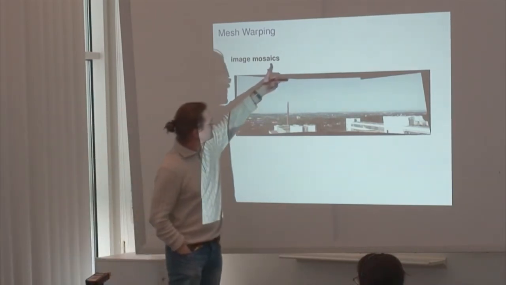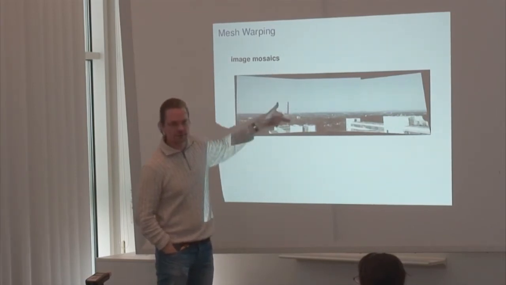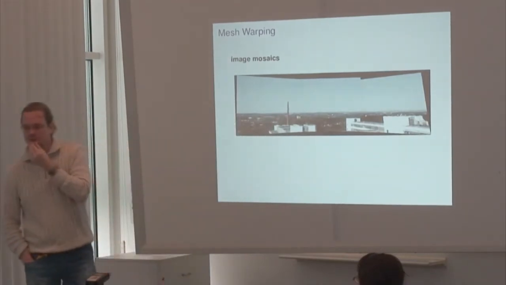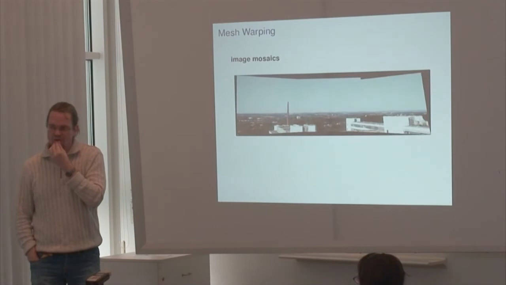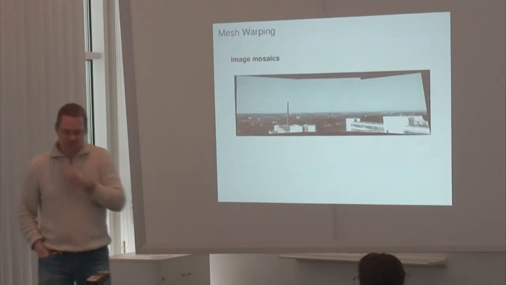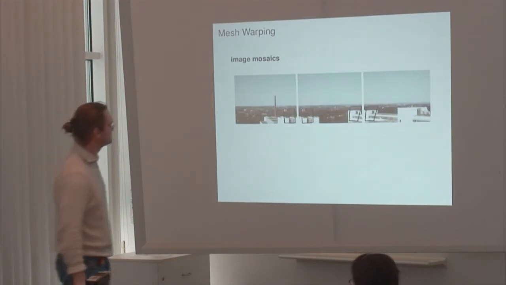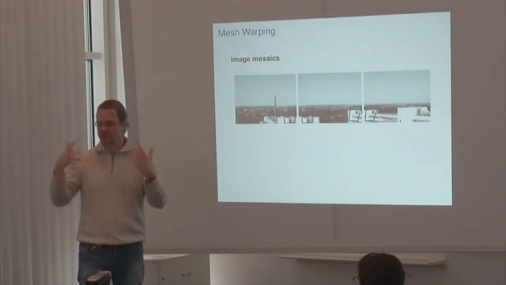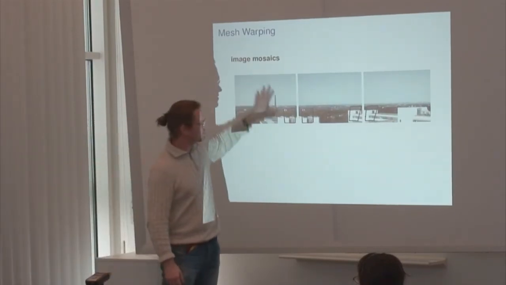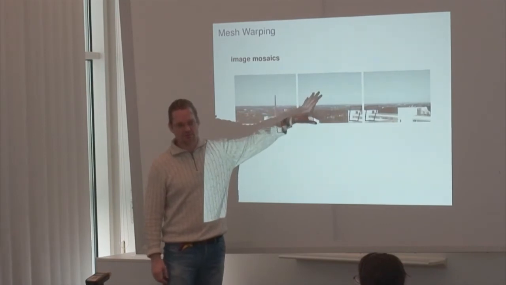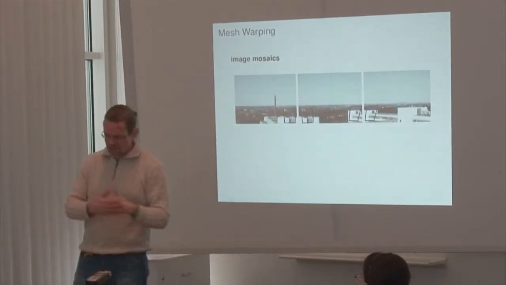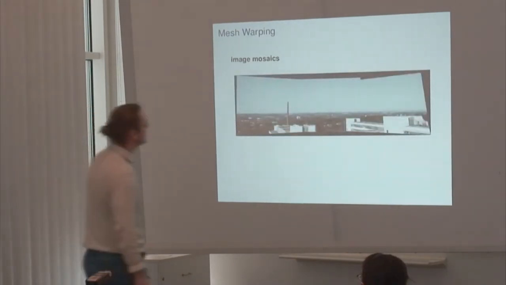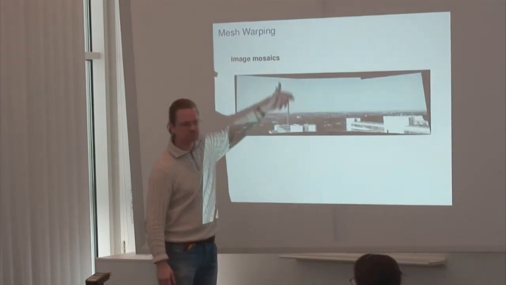But do you see this line here? Yeah? And there is another one here. Why are they there? Yeah, this is because it is very hard to see for our visual system, but the illumination of this picture is ever so slightly different than the illumination in this picture. And if we just stitch them together geometrically, there will be these artifacts.